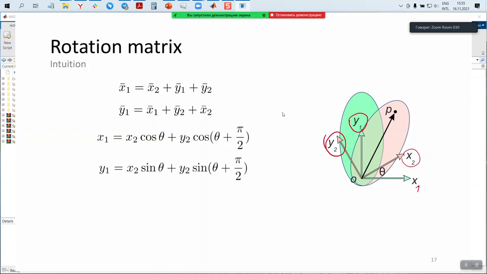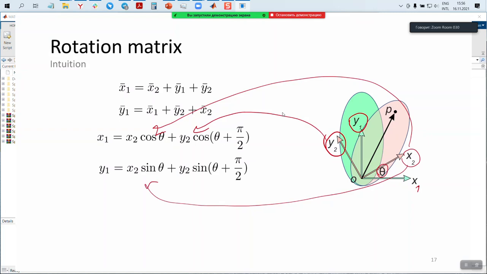And you will get something like this. So x2 times cosine of angle theta. y1 goes to zero because it is perpendicular, because cosine of 90 degrees equals zero, and you will get only x2 here and y2 here, and the same for the y. So here you have x2 and y2, and there is no x1 because the angle here is 90 degrees.